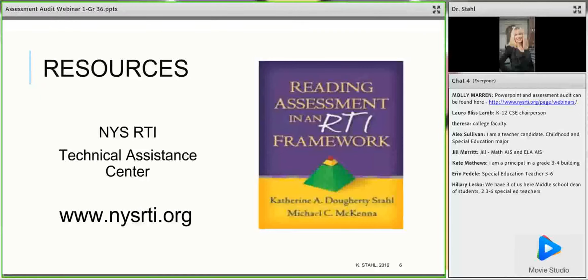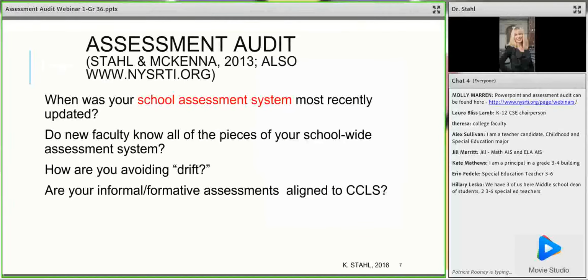I will certainly be walking you through the process during these 3 webinars, but we all learn in different ways. If you'd like to go back and refer to the details in text, then the book Reading Assessment in an RTI Framework actually talks in detail about not only the audit process, but assessments that are most useful at each of the tiers and how to effectively use them in a school setting. So I hope you'll refer to those resources.